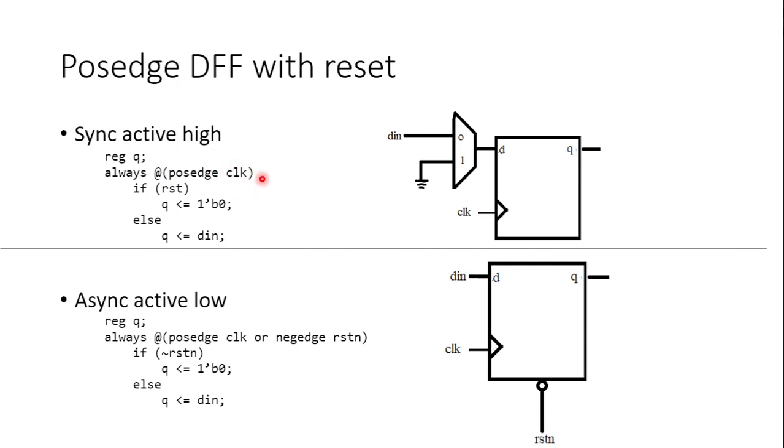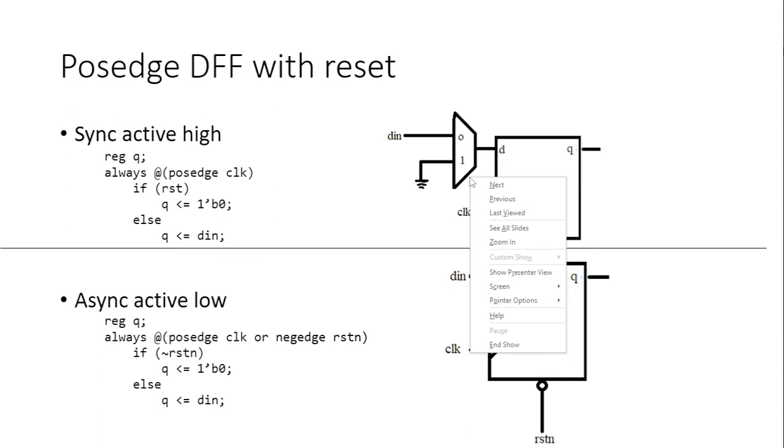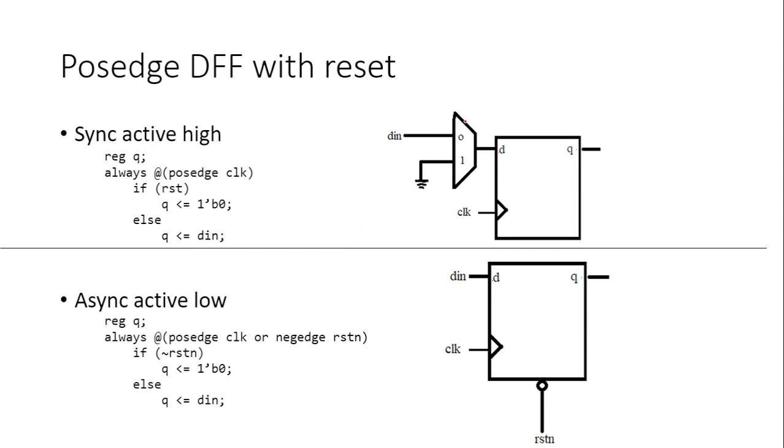So this part of code is implemented as a 2x1 mux, with the select line, which I have not shown here. I missed showing it, so let's put that. With select line as RST.